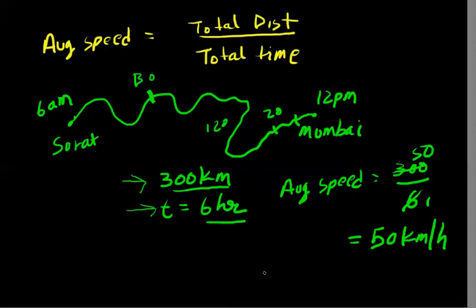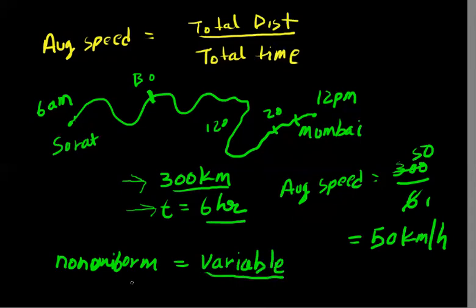These are all the different kinds of speed. I hope you all have understood what variable speed is. Of course, I forgot to tell you one thing. When we say non-uniform speed, non-uniform speed is the same thing as variable speed. Variable means non-uniform.